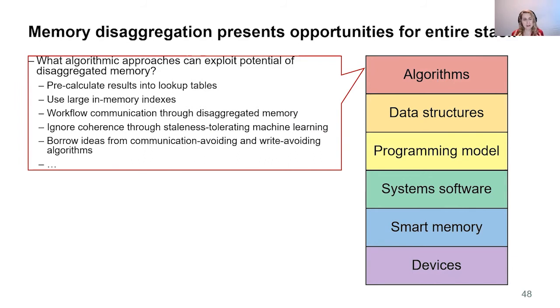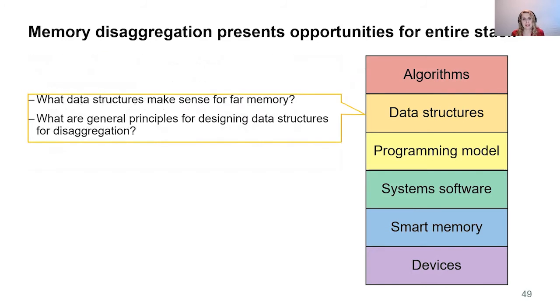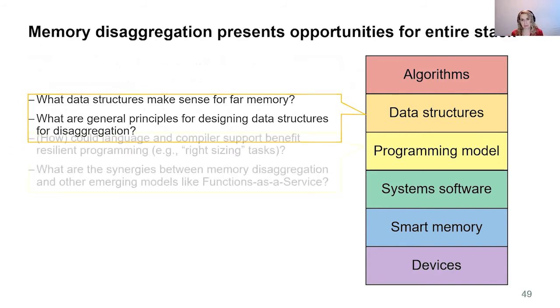And so I think there are all sorts of interesting possibilities here to really think about, be creative about how we organize our applications to take advantage of these architectures. In the data structure space, I talked about some specific data structures. What are other specific data structures that make sense in a far memory environment? And maybe we can even step back a little bit and figure out what are general principles for designing data structures that are going to make sense in this environment.